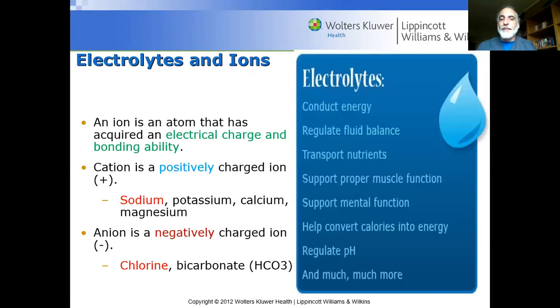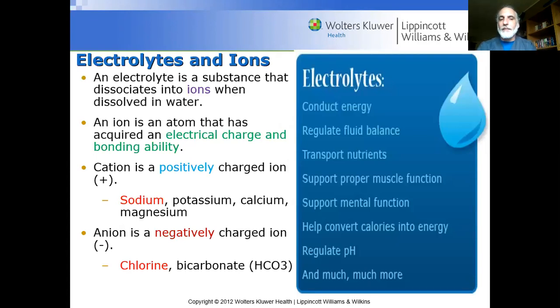All right, next we have electrolytes. An electrolyte is a substance that dissociates into ions. So an electrolyte itself doesn't have a positive or negative charge, but when dissolved in water, it develops a positive or a negative charge, a plus or minus. Once it gets this electrical charge, then it can bond.